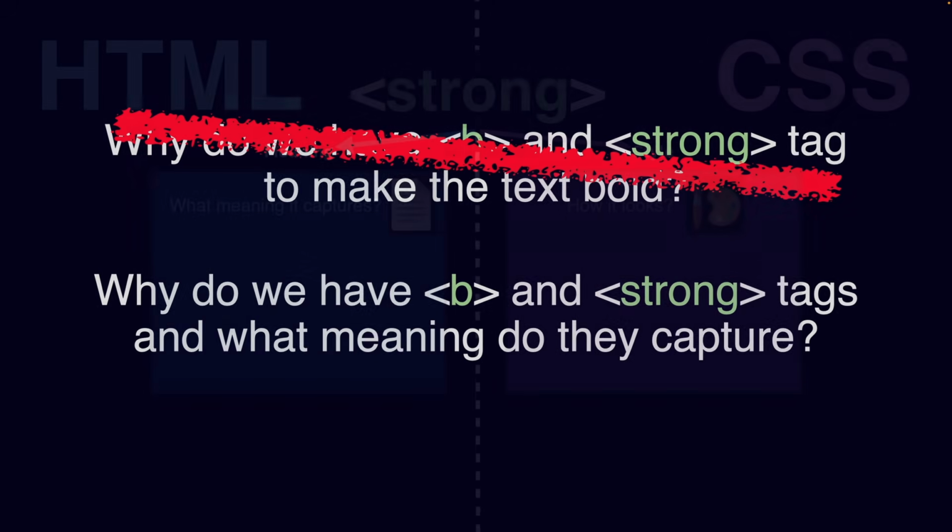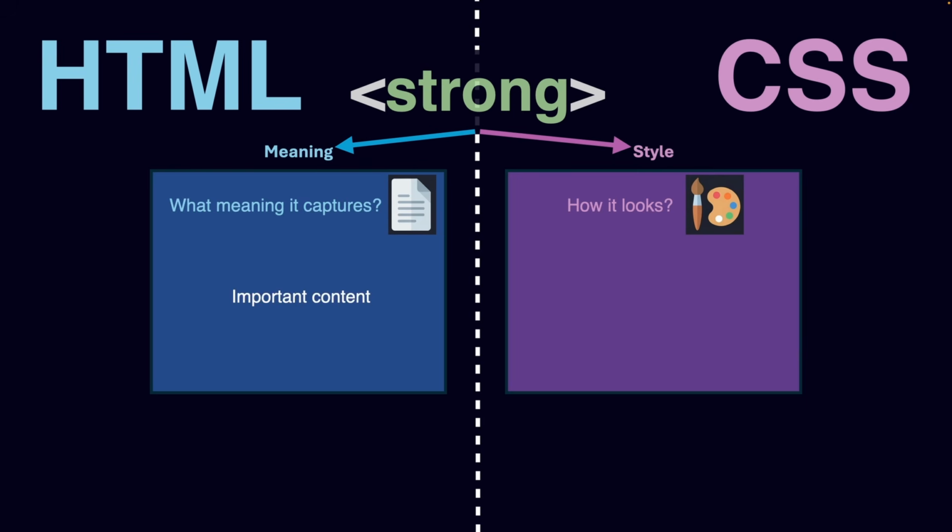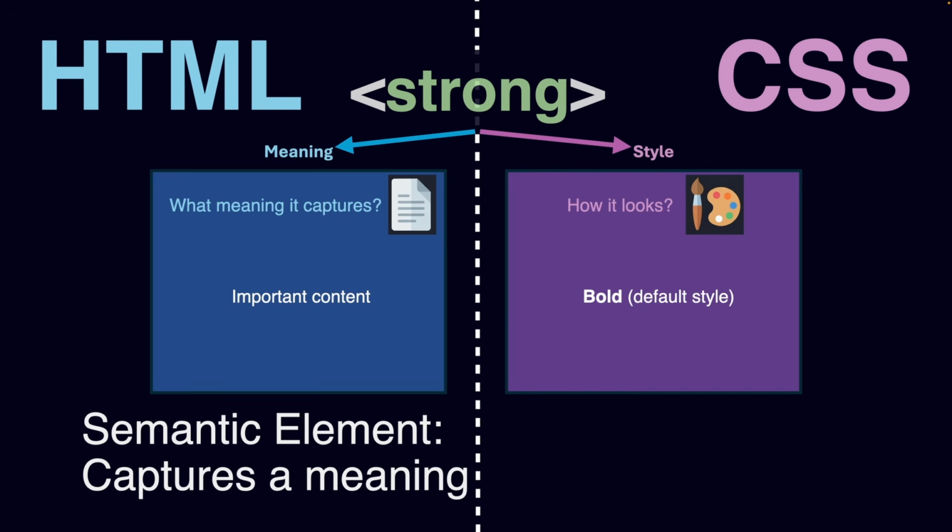And here's the answer. The strong tag captures that this piece of content is important. The bold appearance is just the browser's default style for showing the importance. But when you're writing HTML, the meaning is the only thing that matters. This element is called a semantic element. That means this element captures a meaning about its content.